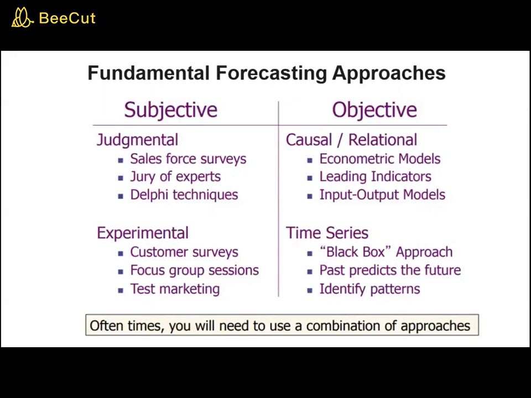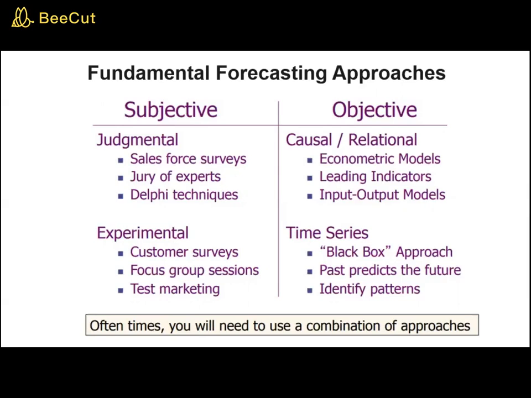All right, next is experimental, and this falls within subjective forecasting. Here you give surveys to your end customers to understand how much they're planning to buy in the future. This gives you a very good idea. It's a method of forecasting. You can do focus group sessions where you bring in some of your customers, get them to sit together, discuss the product, and get their insights on forecasting.